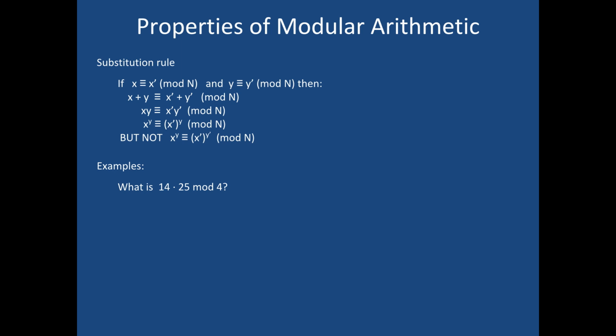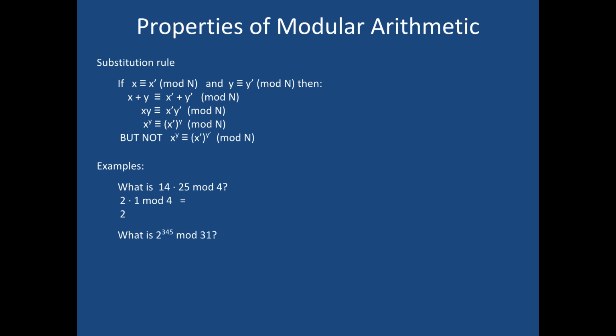The substitution rule says we can replace 14 with anything that's congruent to it mod 4, and we can replace the 25 with anything that's congruent to it mod 4. Then do the operation. So how can we simplify that 14? That's the same as 2 mod 4. And what about the 25? That's 1. So the substitution rule says that's the same as 2 times 1 mod 4, which is 2. Or we could have done the multiplication and gotten the same answer.